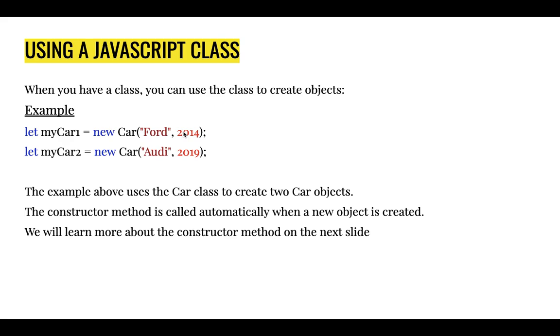The example above uses the car class to create two car objects. The constructor method is called automatically when a new object is created. We will learn more about the constructor method on the next slide.